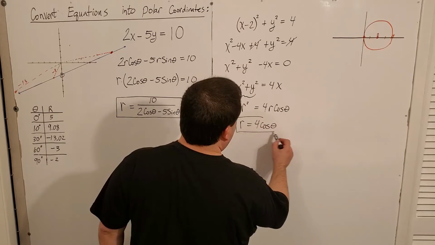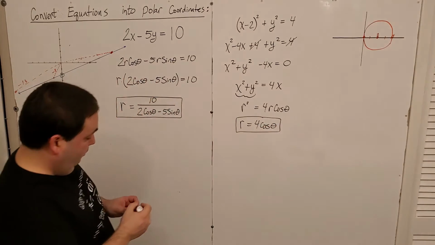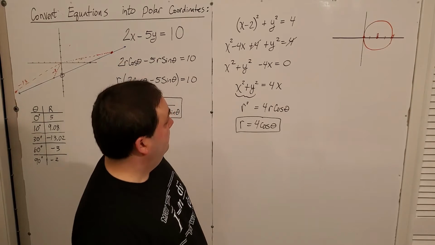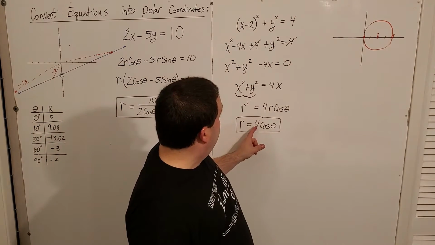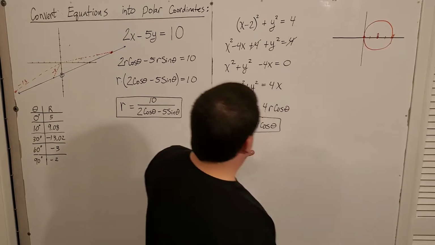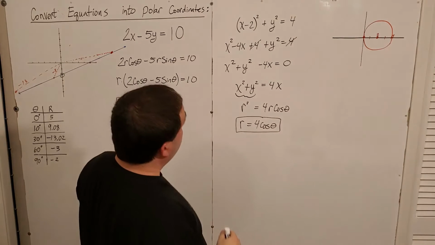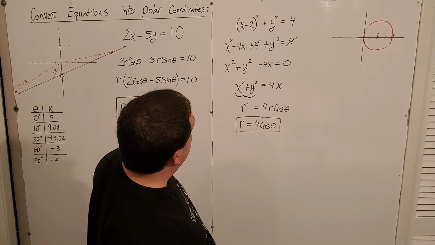This is the polar form. Notice it's quite simple, right? R is just equal to a cosine function, right? And you'll notice the number in front is the distance here, right? Double check me here, yeah.